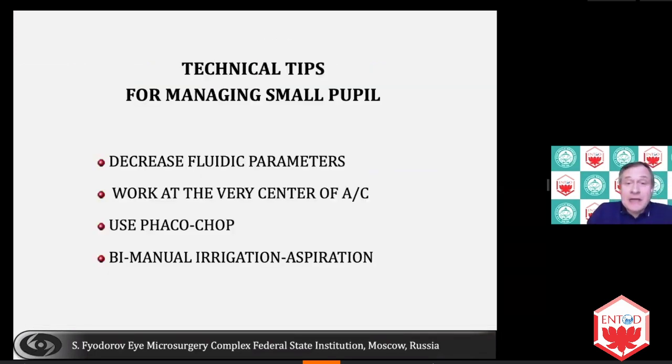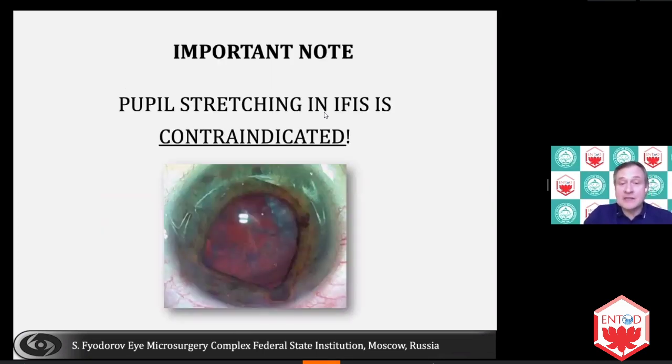So there are some technical recommendations for dealing with these patients. Decreasing fluidic parameters, adjusting the fluidic parameters of the vacuum machine, working at the very center of the anterior chamber, using several nuclear disassembly techniques, such as phaco chop, which is my favorite, and manual irrigation aspiration. All these techniques will help you to avoid iris damage.